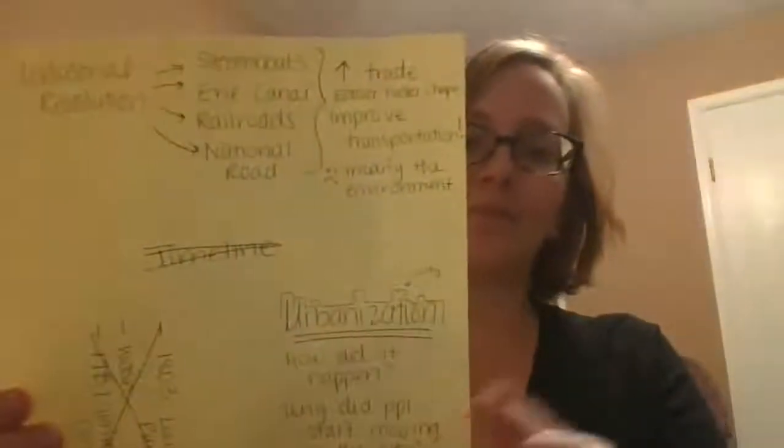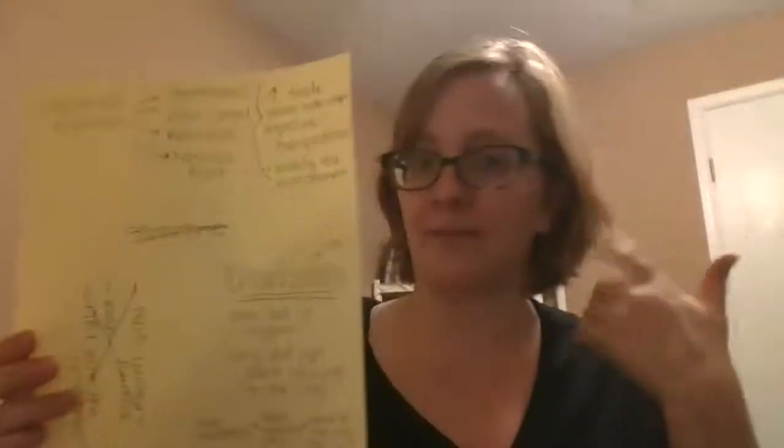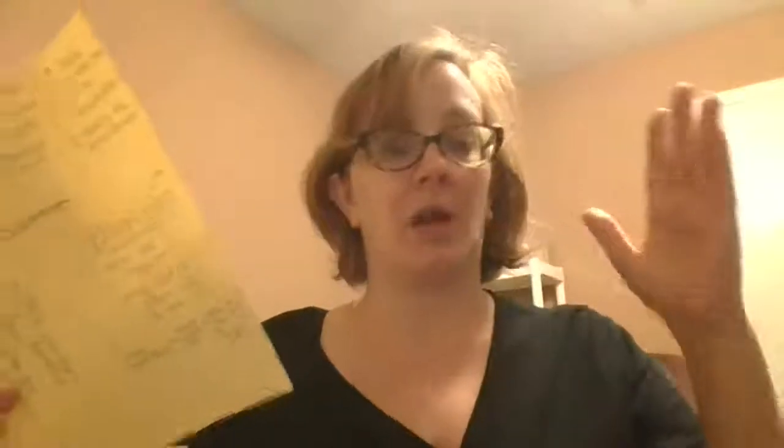We made it easier for people to move west. Okay? So we're making it easier for people to move west, but we are modifying the environment to do that. So if you see anything about modifying the environment, that's for transportation. We can't build a road without cutting down the trees. You can't build a canal without digging stuff up. You can't build a railroad without blowing some holes in some mountains. So if you see anything about modifying the environment, that's an improvement in transportation, and that's going to help us increase trade and unite the national economy. Okay. All right.